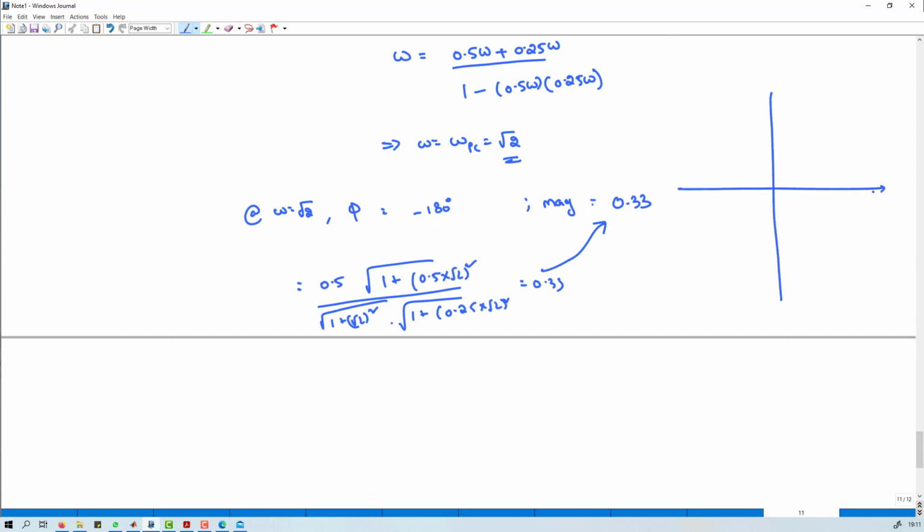So now we will draw both the things. It is starting here, having a magnitude of 0.5 at minus 180, and it is going down, and at the phase crossover frequency it is cutting the negative real axis with a magnitude of 0.33, and it is coming back. So that is how we can draw the polar plot very easily from omega is equal to 0 to omega is equal to infinity.